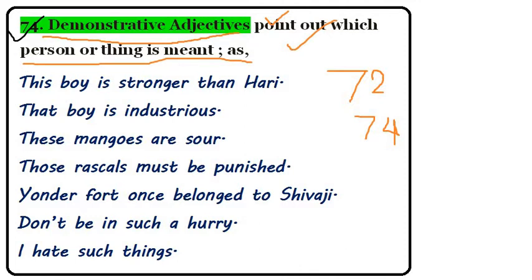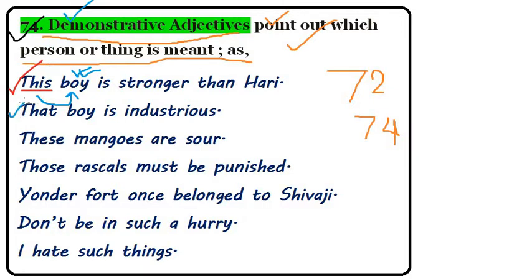So now here are some sentences. Let us read them. The first one. This boy is stronger than Hari. So here which is the demonstrative adjective? This. Okay. This is the demonstrative adjective. It is pointing out the person, that is the boy. So here it is the demonstrative adjective in this sentence.